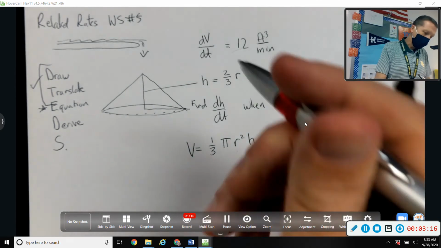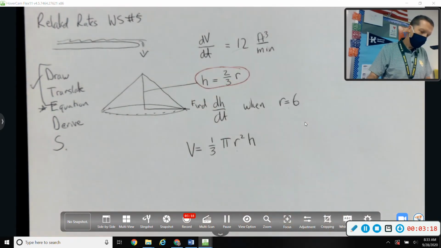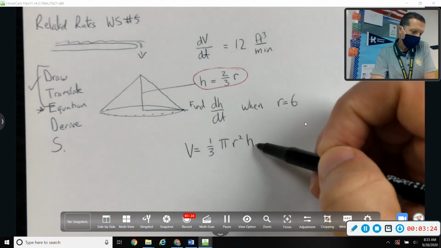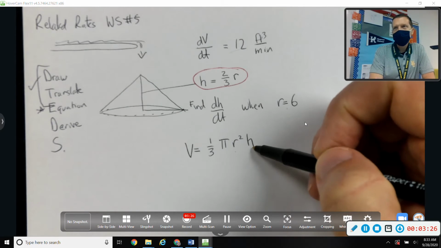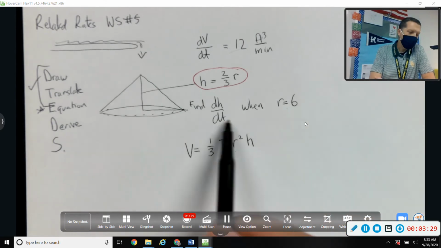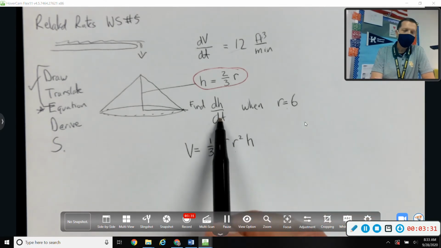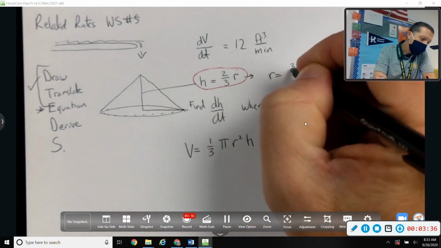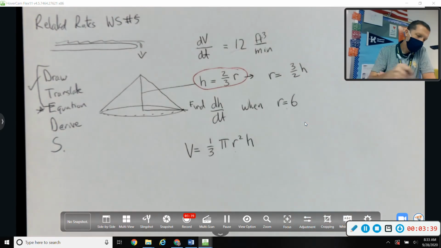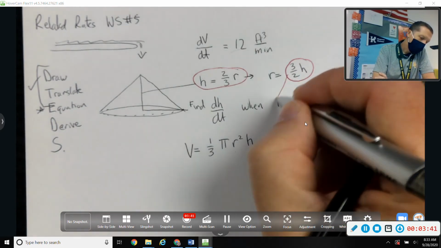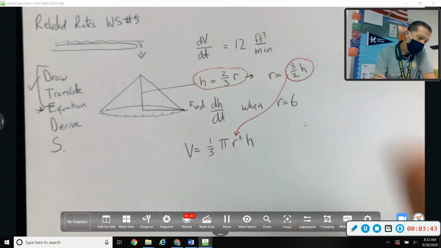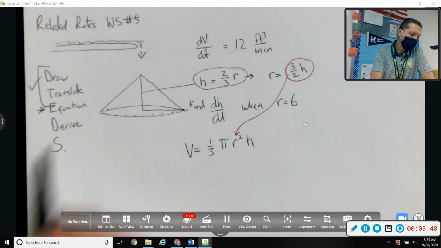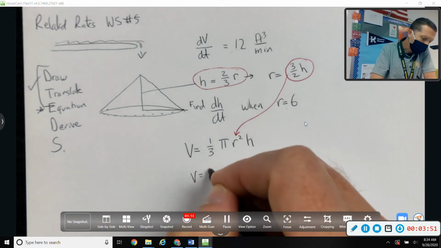Well, we know that this is true. So let's be careful here. If I replace h, then I have things in terms of r, which I guess is okay, except that I don't really want to know things in terms of r. I want to know things in terms of h. So let's rearrange this. R is 3/2 h. And then in place of r, we'll put 3/2 h. Then our equation will only have h's in it. And it'll make the derive step a whole lot easier.